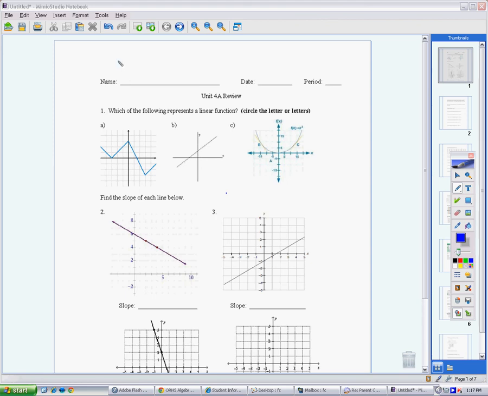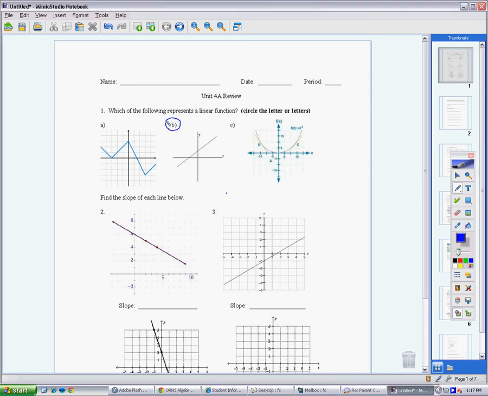For a review. Number 1, which of the following represents a linear function? Circle the letter or letters. I'm looking at A, and when I'm looking for a linear function, I'm looking for a line. This does not have a straight line. B, yes, that is a line. C is not a straight line. The only one I need to answer here is B.